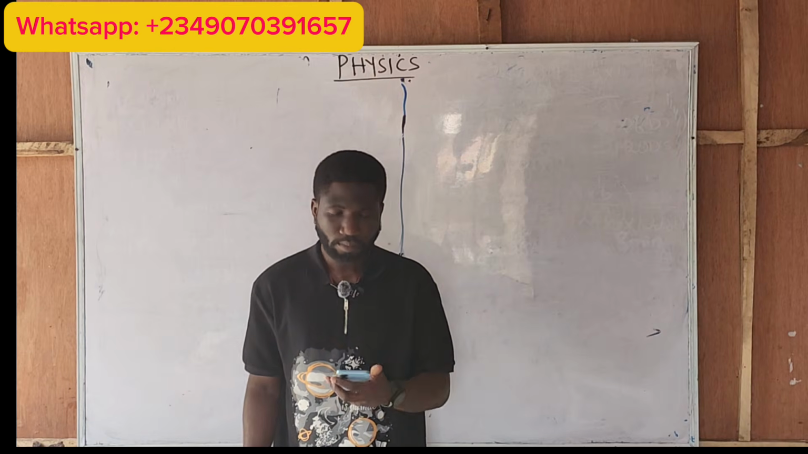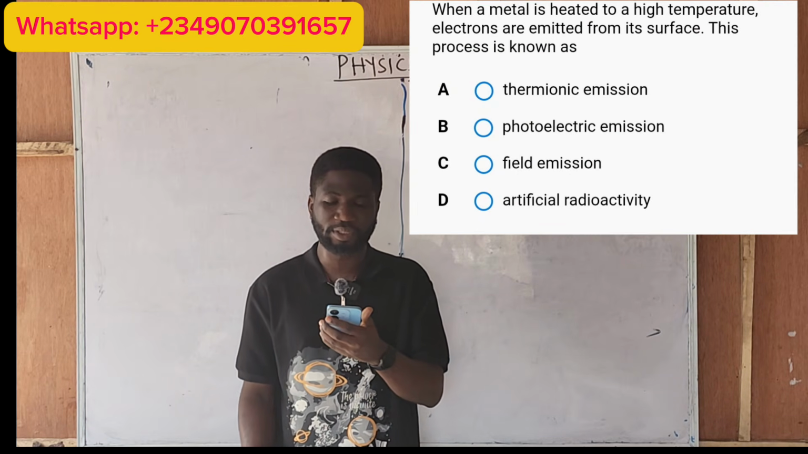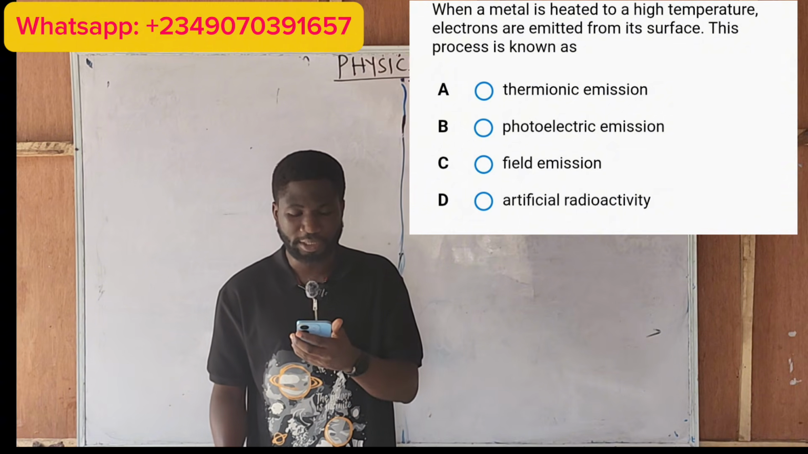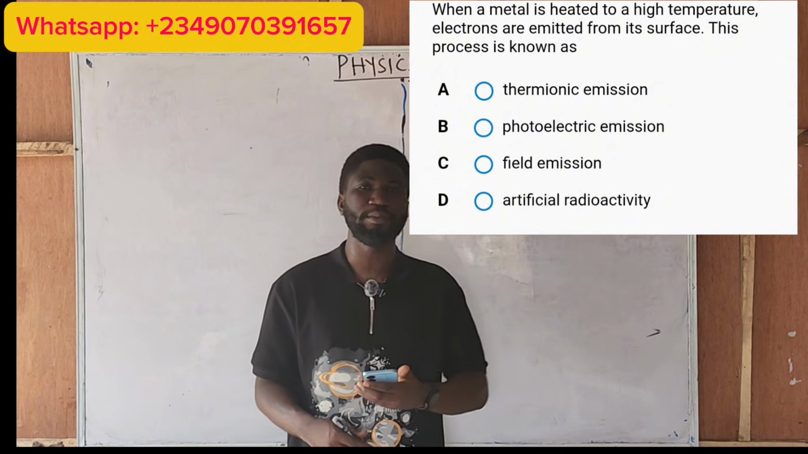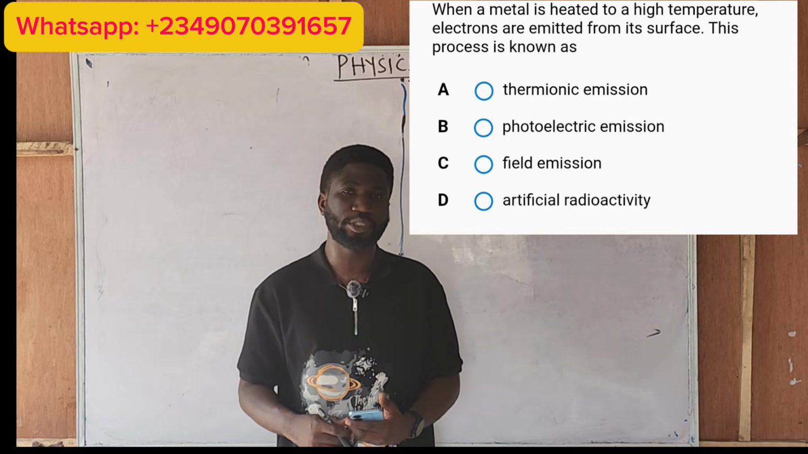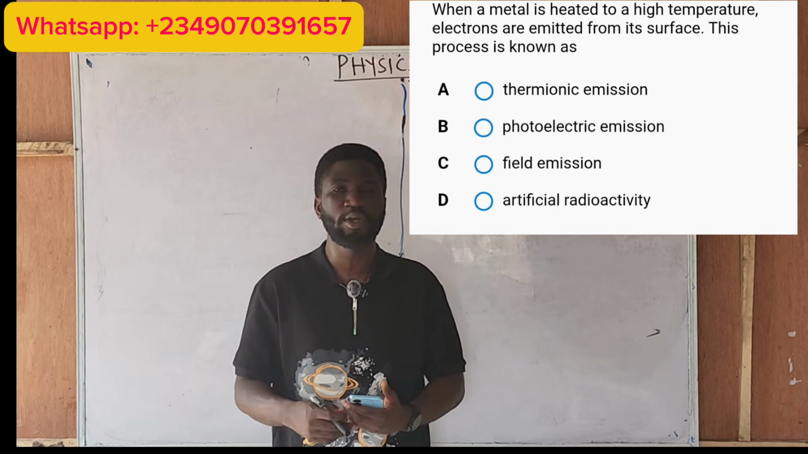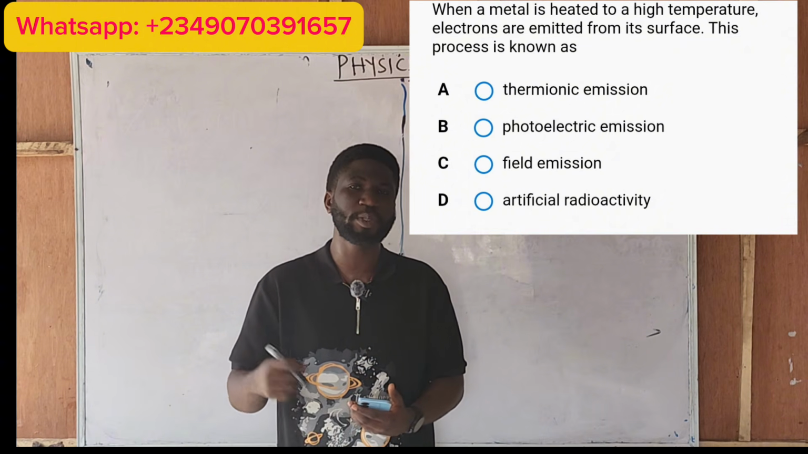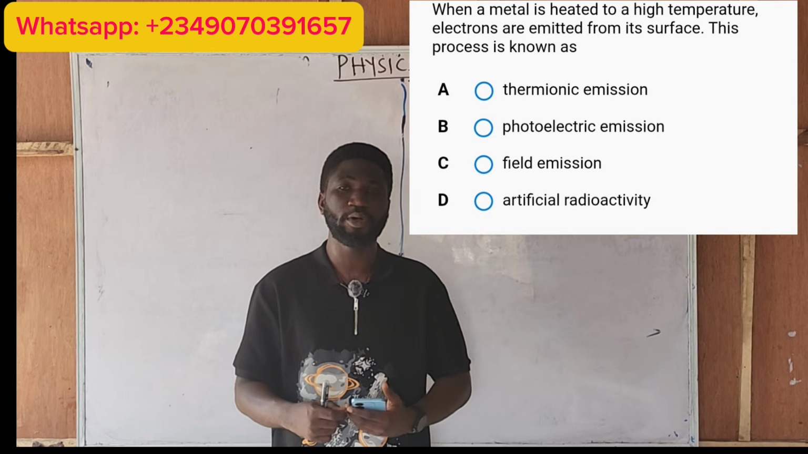All right. So the next question says, when a metal is heated to a high temperature, electrons are emitted from its surface. This process is known as dash. So the right answer there is thermionic emission. So what do we call thermionic emission? Thermionic emission is known to be the ejection or the release of electrons from the surface of a metal when heat is applied to the surface of that metal.